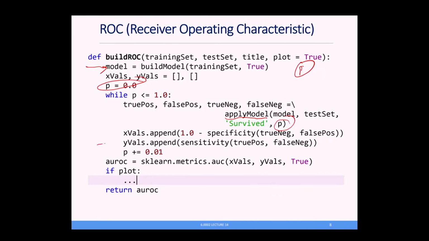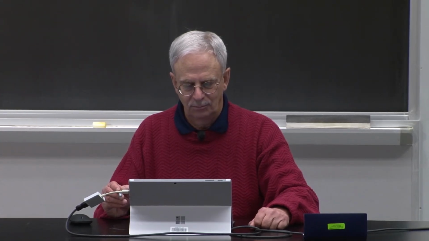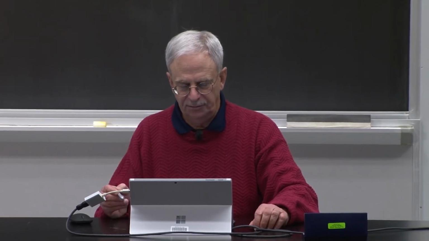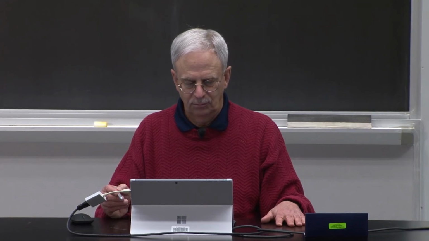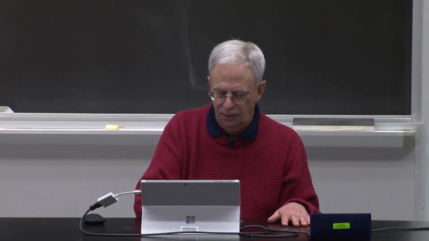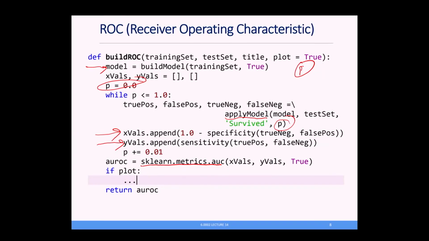I'm then going to plot a two-dimensional plot. The y-axis will have sensitivity, and the x-axis will have 1 minus specificity. All right, so I am accumulating a bunch of results. And then I'm going to produce this curve calling sklearn.metrics.AUC. That's not the curve. AUC stands for area under the curve. And we'll see why we want to get that area under the curve.